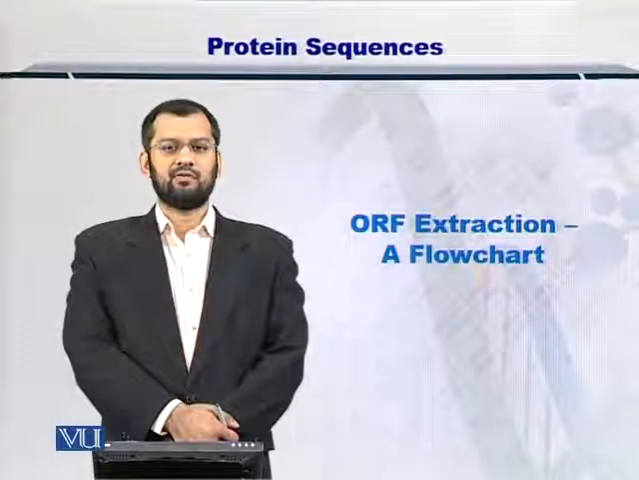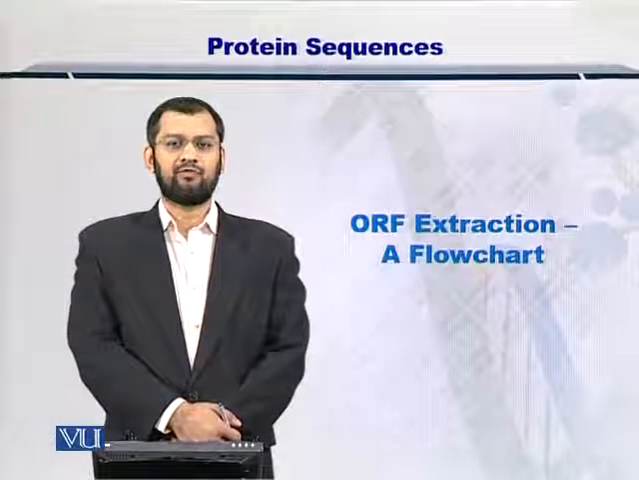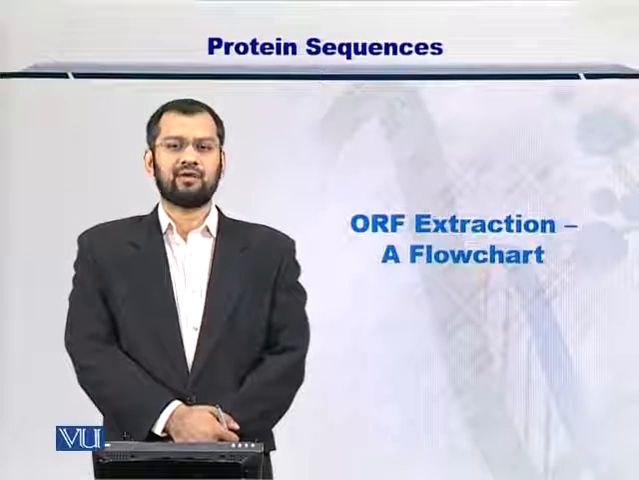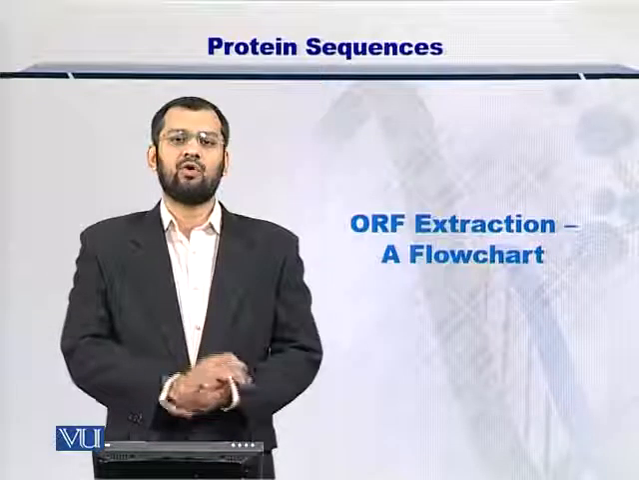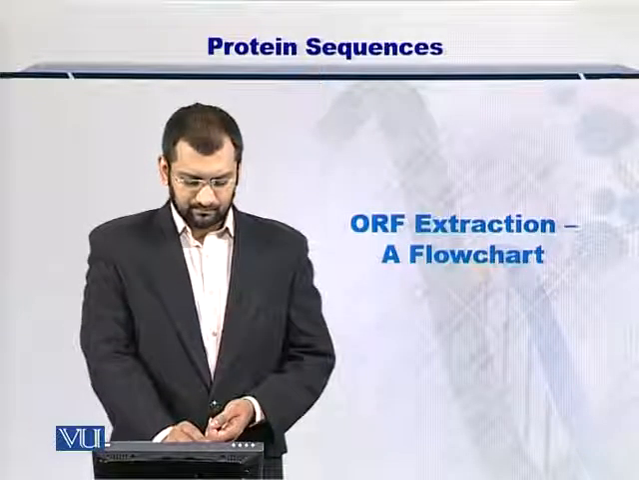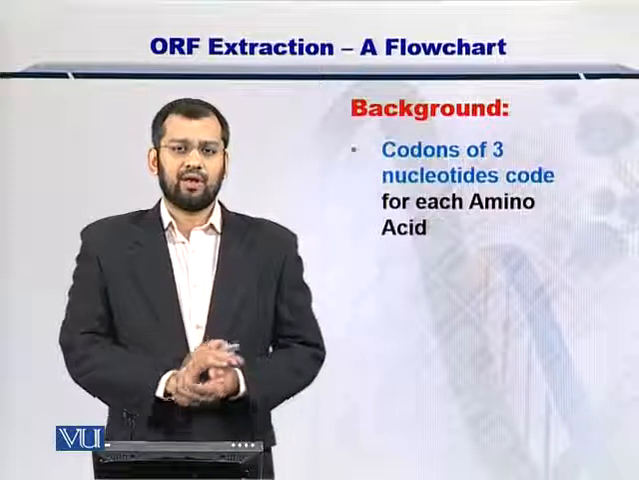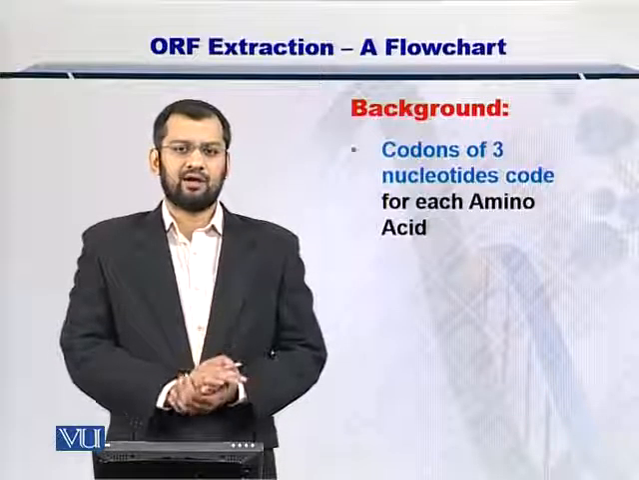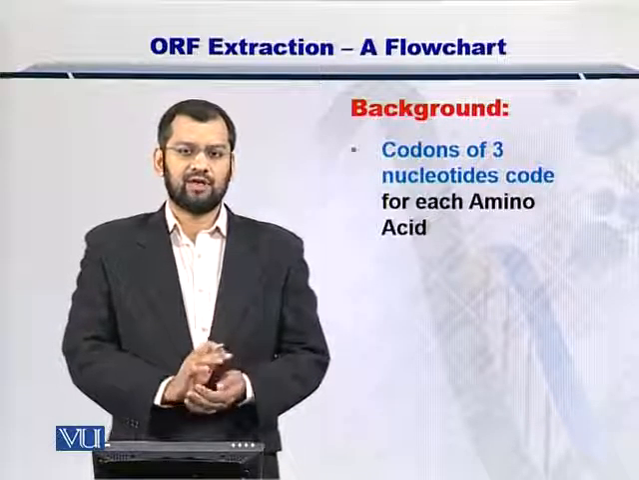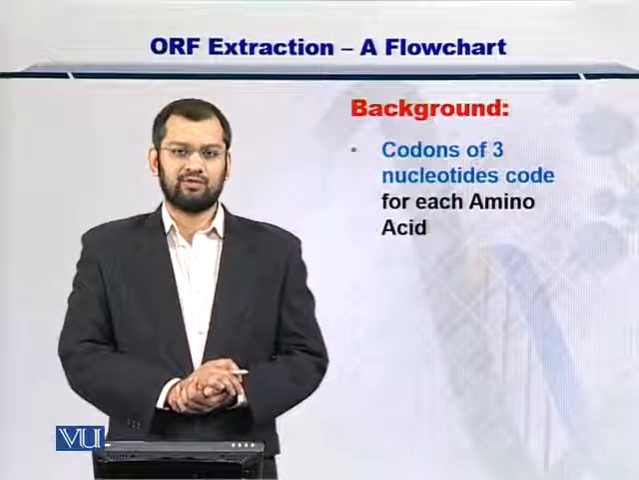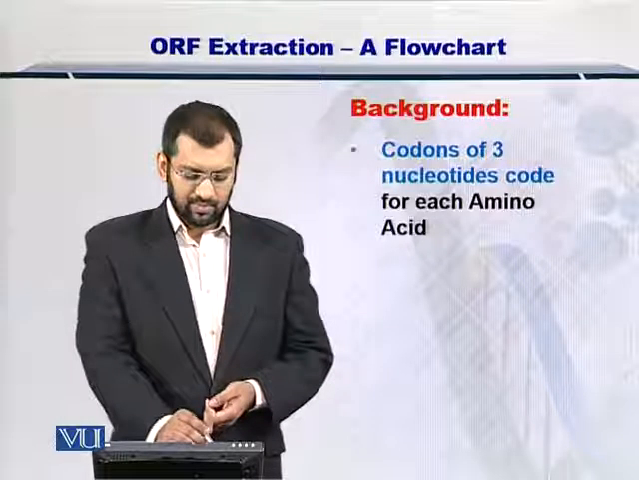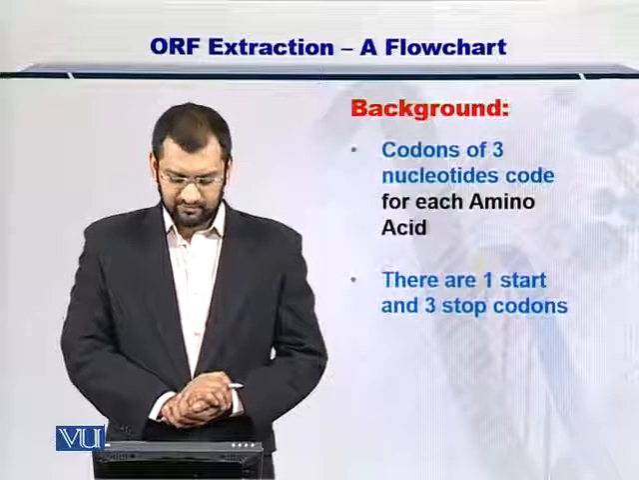Dear students, in this module, we'll look at a flowchart for the process describing the extraction of the open reading frames, or simply the ORFs. The background, as you would know, is that there are three nucleotides in every codon, and there are multiple codons that can code for an amino acid, and in all there are about 20 amino acids.